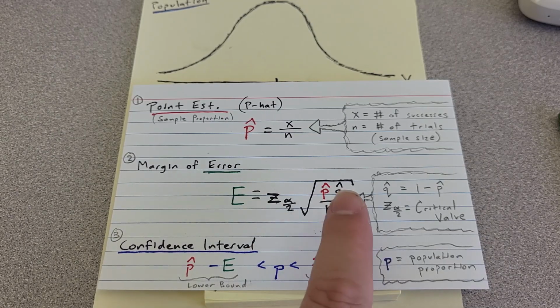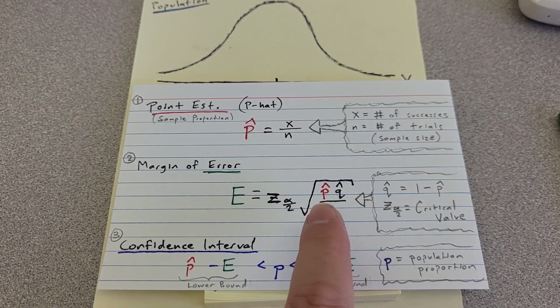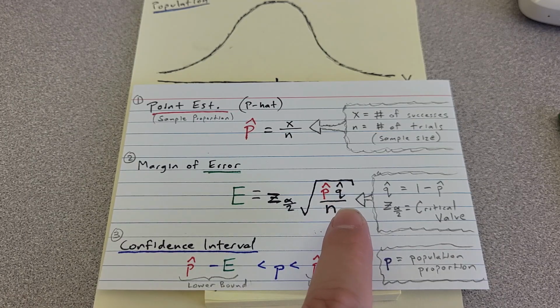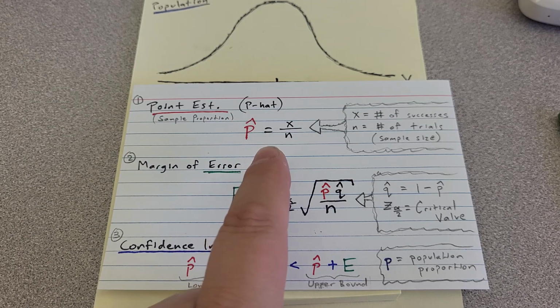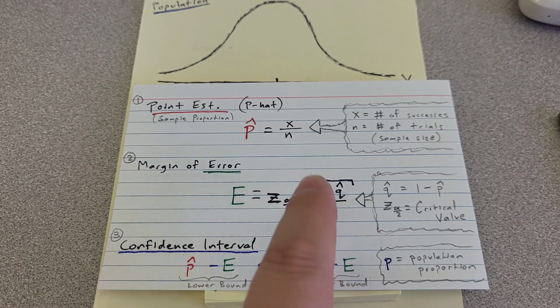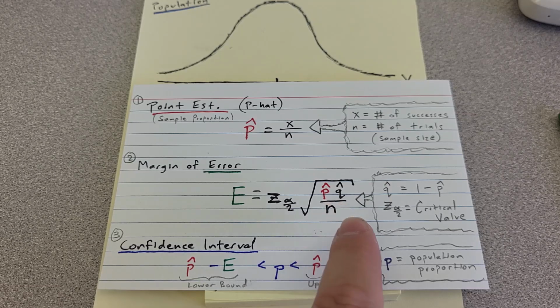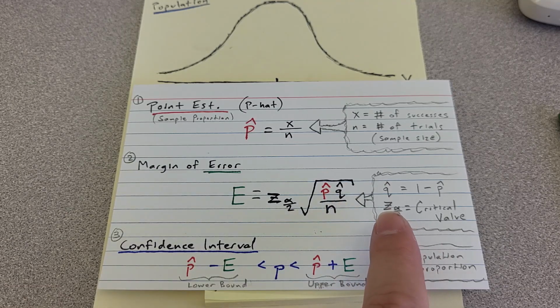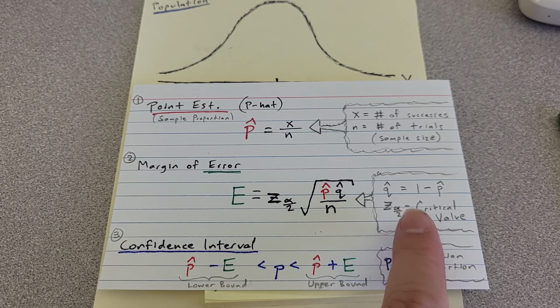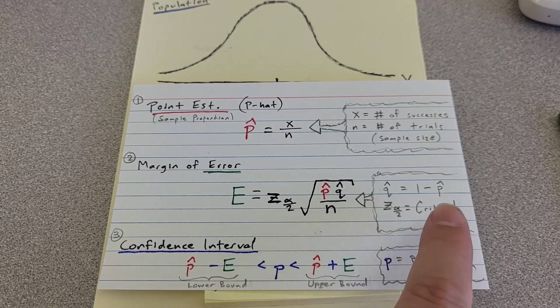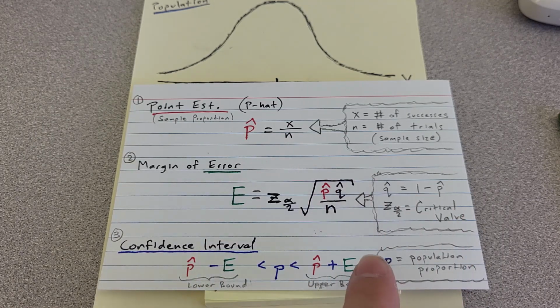Then you're going to square root the p hat times the q hat divided by the n. P hat is the number that we'll already have. We'll also already have the n. Then it's just a matter of finding q hat. That's not too bad because q hat is going to be 1 take away p hat, and we have what p hat is. So it's very easy to find q hat.